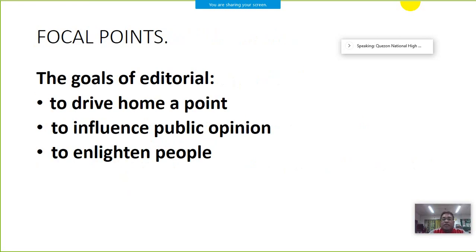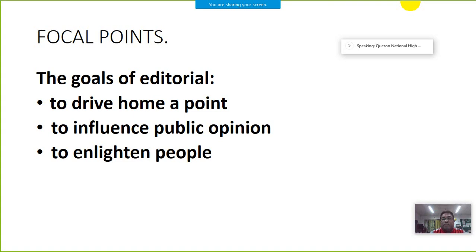Then, the focal points of editorial. Obviously, if we will be reading the content of the books, there are lots of goals that editorial should fulfill, but they can be summed up into the following: to drive home a point, to influence public opinion, to enlighten people. To drive home a point, in other words, there must be a stand, there must be a firm stand for us to drive home a point.